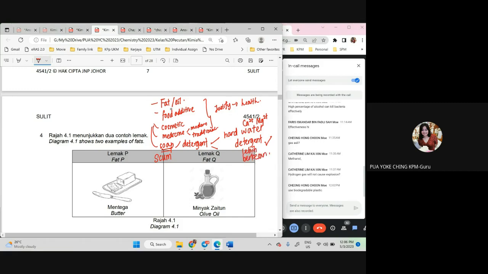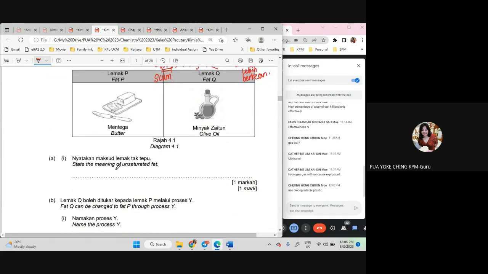And then the next one is the cleansing action. Tindakan pencucian. So, yang tu kena hafal. So, this is about fat and oil. Ini ialah meaning of unsaturated fat. Fat that contains the carbon-carbon double bond lah.